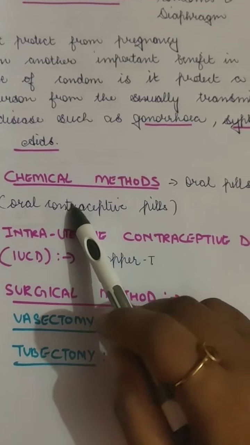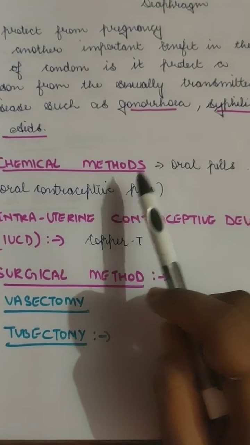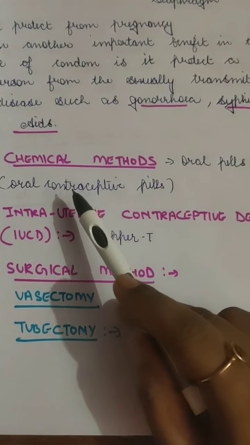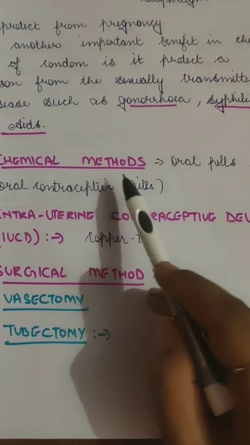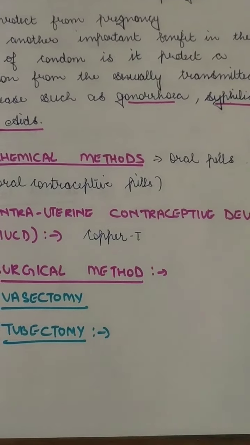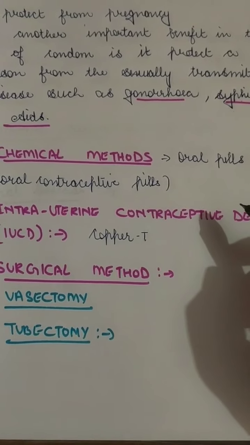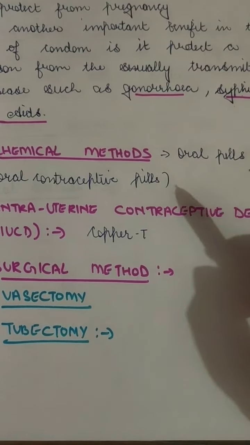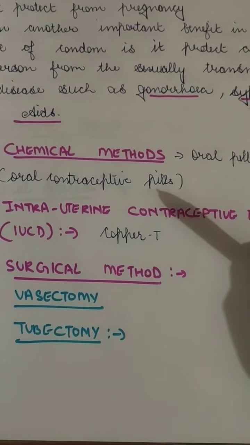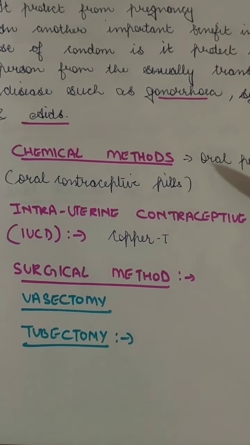Now next is the chemical method. The chemical method is used by taking oral pills. They are also called oral contraceptive pills. The pills just stop the production of eggs from the ovaries. When there is no production or release of eggs from the ovaries, there will be no fusion and no fertilization of the gametes.